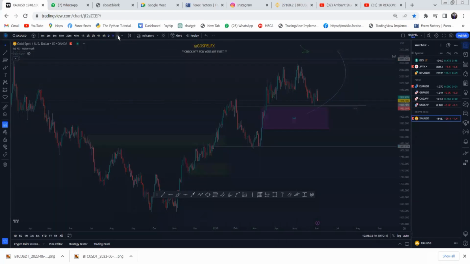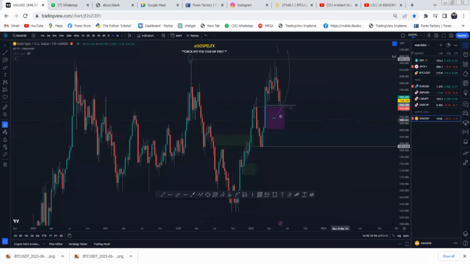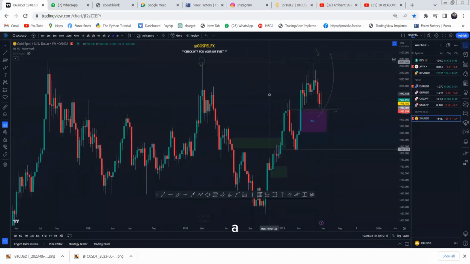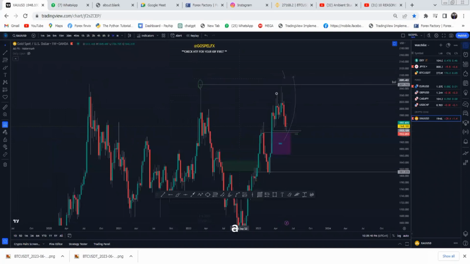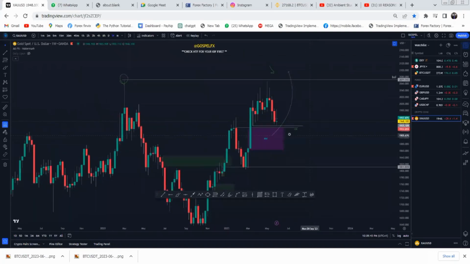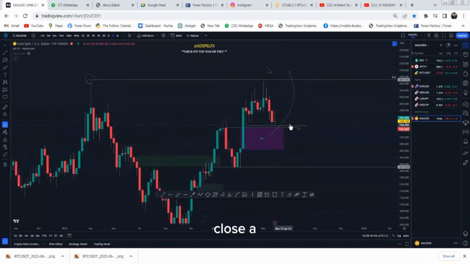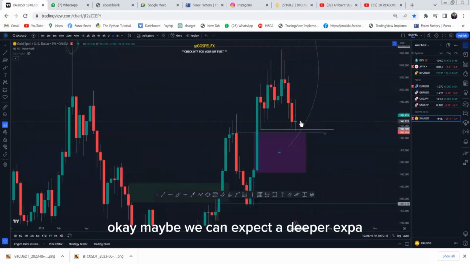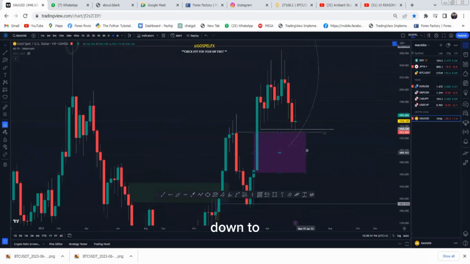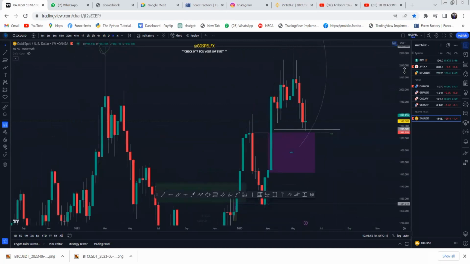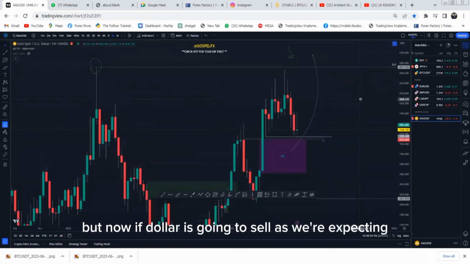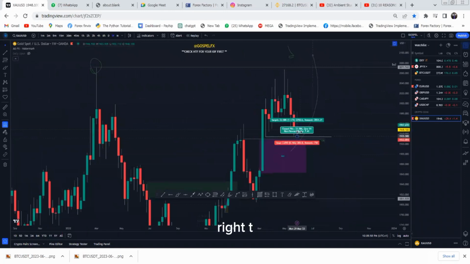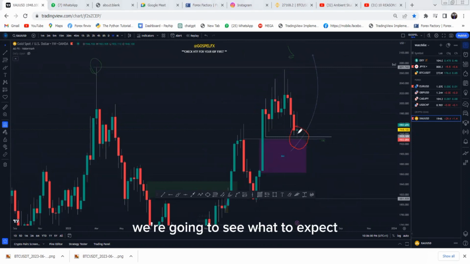In the last weekly commentaries we talked about gold. We're expecting gold to drop down to this fair value gap and then go back up, clearing all this buy side liquidity here. Last week closed a contraction candle, so we're expecting an expansion. Maybe a deeper expansion down to this fair value gap before we have a push up. But if the dollar is going to sell as we're expecting, this expansion might be to the upside. So at this point, we're going to see what to expect.